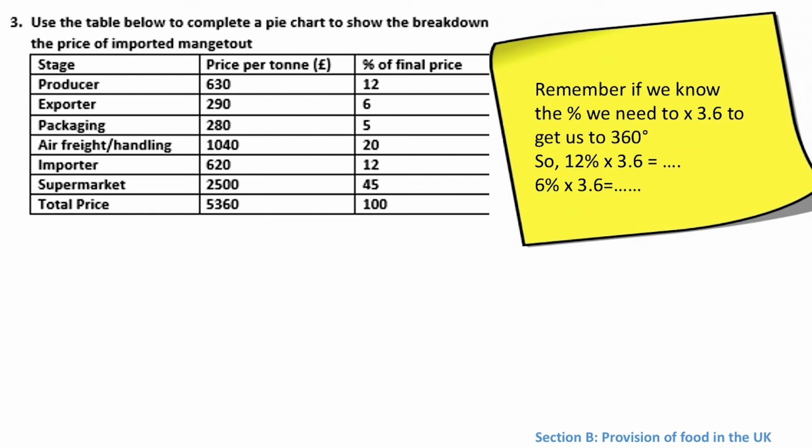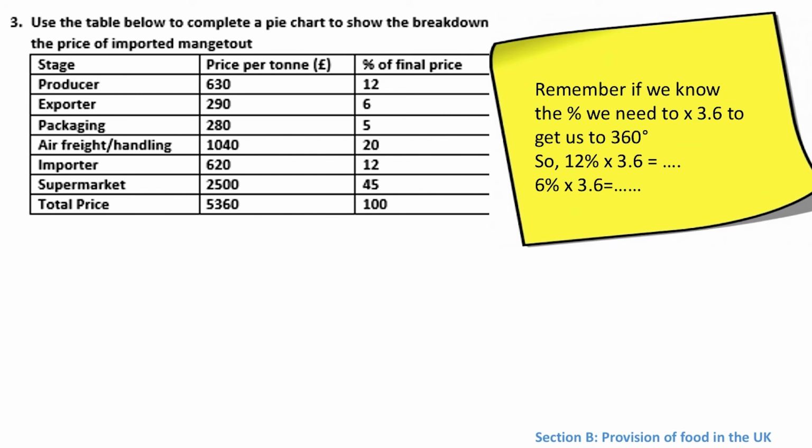So in order to draw my pie chart correctly, I need to first take those percentages and times each one by 3.6. So 12 times 3.6, 6 times 3.6, 5 times 3.6, 20 times 3.6, and so on. Those numbers that I now get should add up to a total of 360 degrees. It might be out by a degree or so just because we've rounded up or down incorrectly. Don't overly worry about it, but at least you'll be able to create a pie chart that looks more like a pie chart.